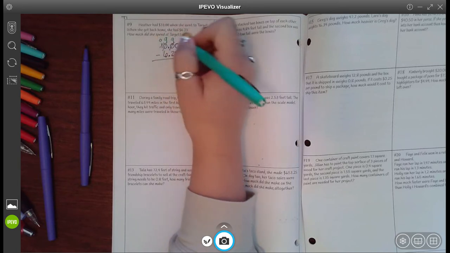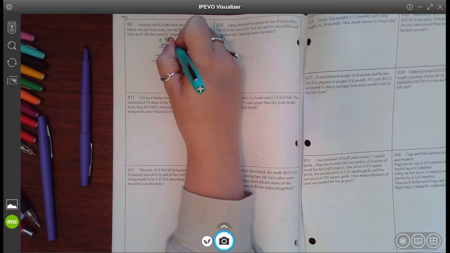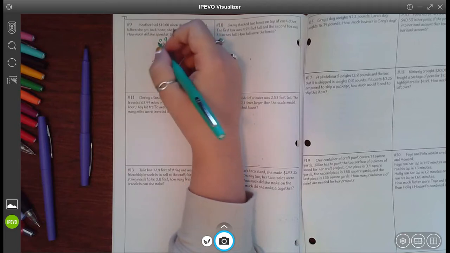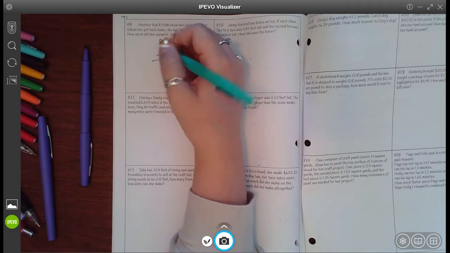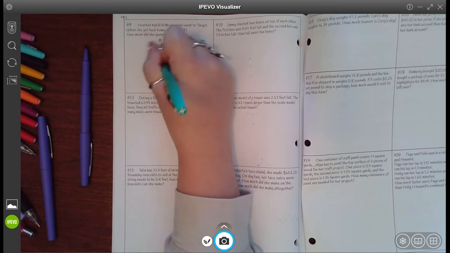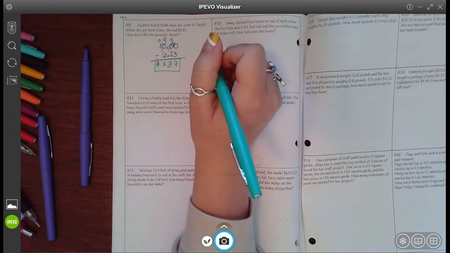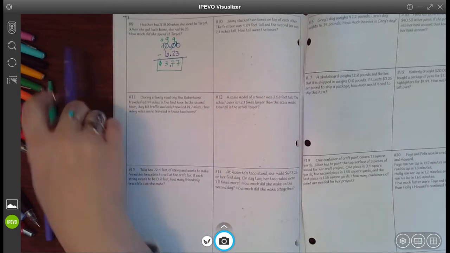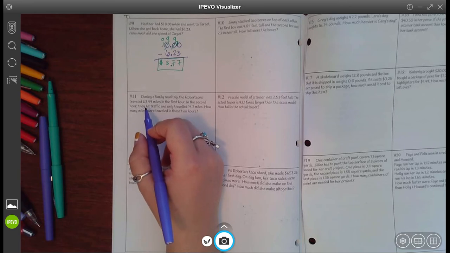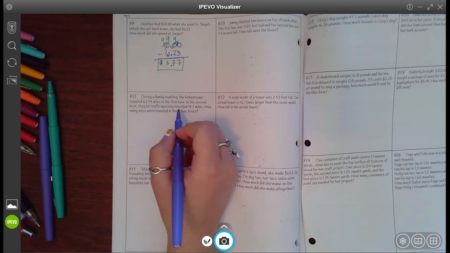1 less than 1 is 0. Now I can add 10 to this number. 0 plus 10 is 10. Minus 3 is 7. And 9 minus 2, also 7. 9 minus 6 is 3. And 0 minus nothing is 0. So that means that this Heather spent only $3.77 at Target. She should win a reward. Talk about self-control. Okay. During a family road trip, the Robertsons traveled 63.49 miles in the first hour.